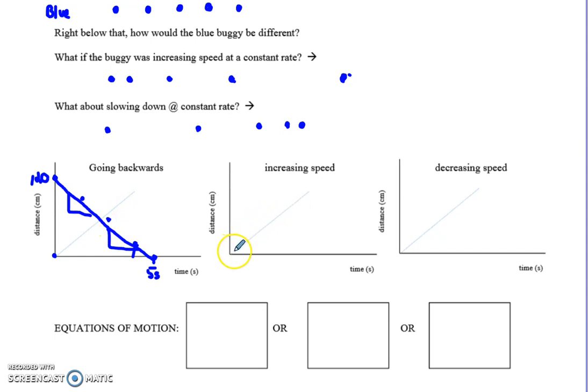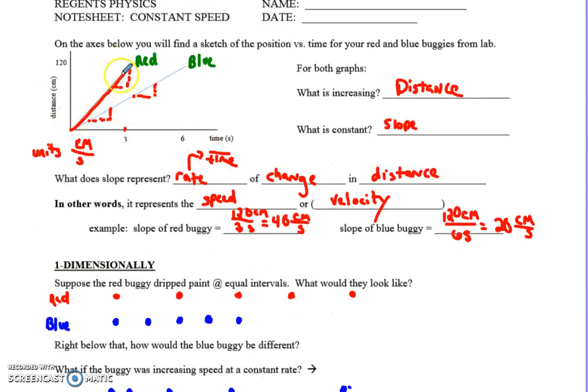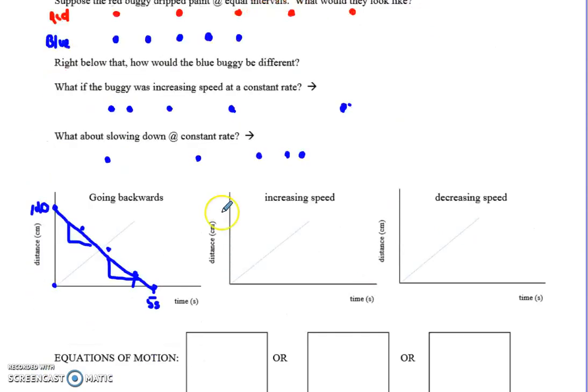Well, what would it look like if it's increasing its speed? You can imagine that if a linear plot represents something going at a constant speed, then we're going to introduce some type of curve. And remember from before that the steepness of the graph represents the speed. So if something's getting faster, the graph is going to get steeper. So we would see something that is curving up, looking like a quadratic.